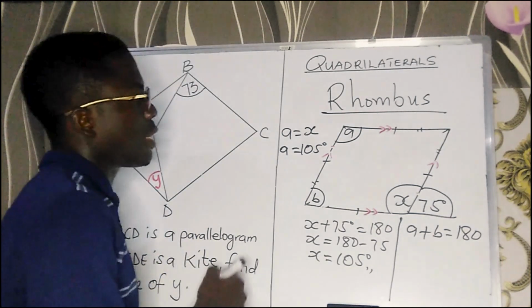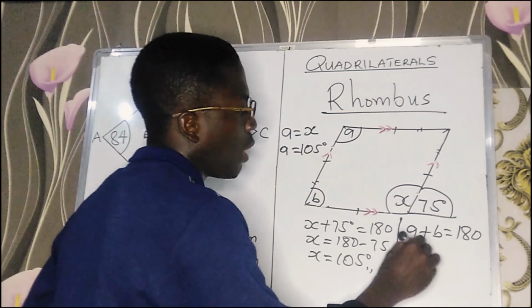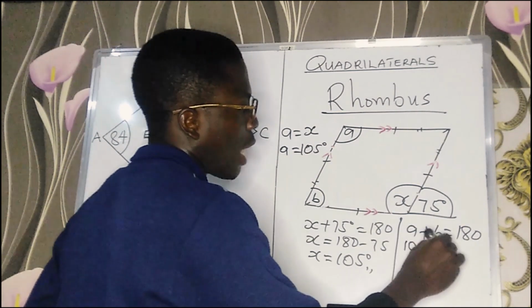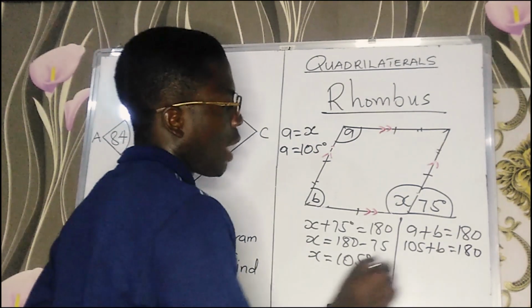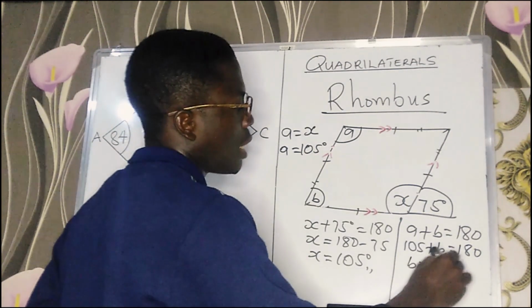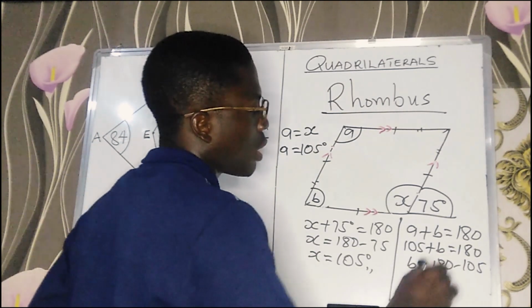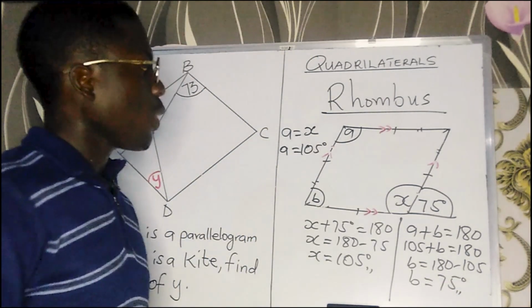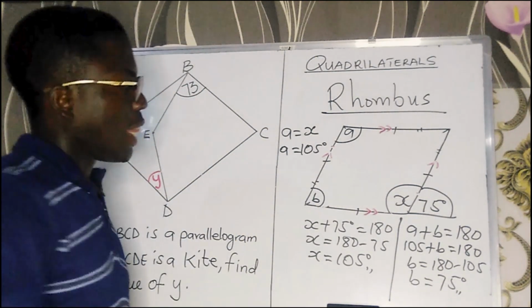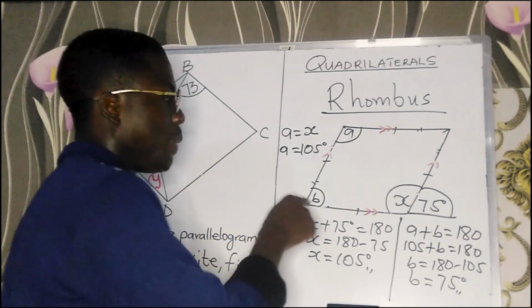And then after that, we know our A to be what? Equal to 105 degrees plus our B should be equal to 180. And then we have our B equals 180 less our 105, and our B equals what? 75 degrees. Good.